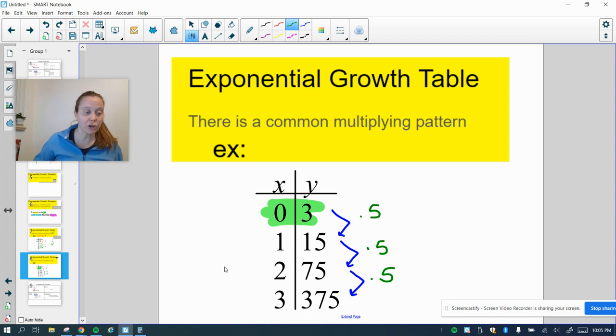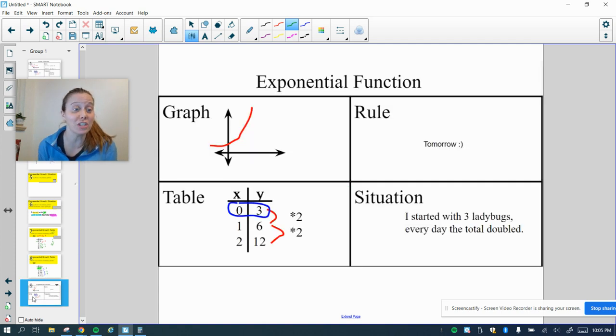In terms of exponential functions, we've talked about their graph increasing at an increasing rate, their situations using multiplication words, and their tables using a multiplication pattern. One hint for tomorrow, we're going to be talking about a rule. I want you to think about the first part of exponential. The first part of exponential is exponents. What do you think an exponential rule might look like? Whatever you guessed, let's see if it works, based on the work we do tomorrow.